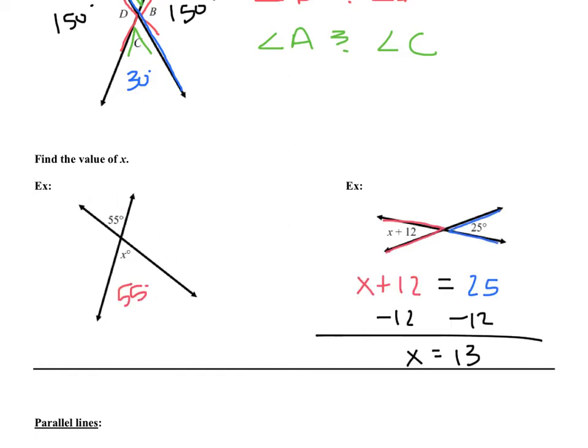So this one's very straightforward. Here you have a 50-degree angle. X is vertical to it, so it would also be 55 degrees. Here, I kind of highlighted that one in blue and that one in red. They are vertical, so because they're vertical, they are equal. So I took the red angle, which is X plus 12, set it equal to the blue angle, which is 25, and solved for X. So X equals 13.